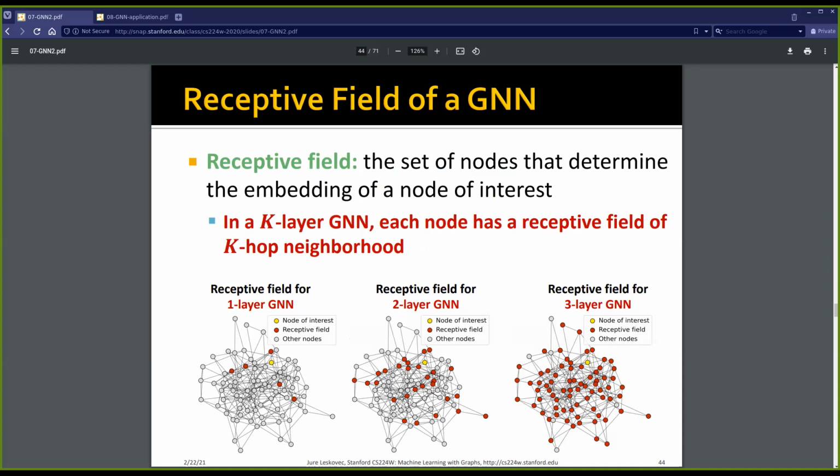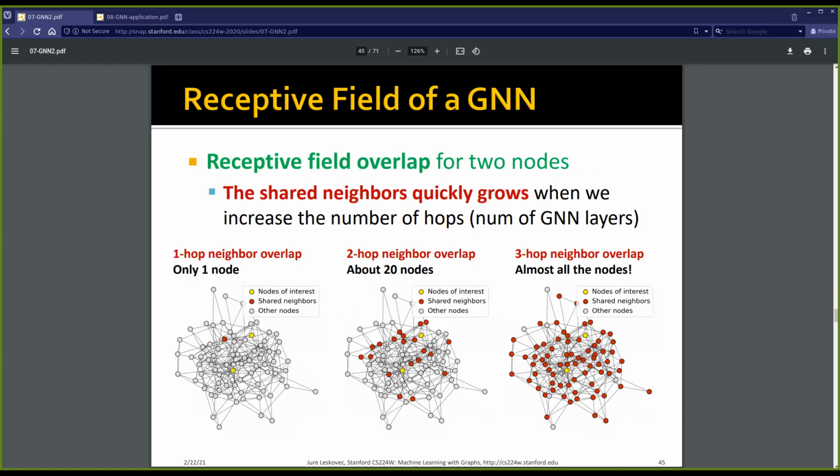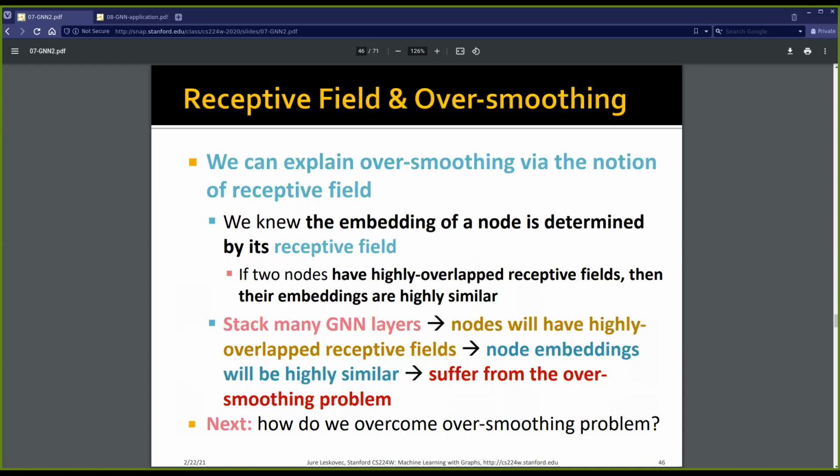For example, in this example, where we have two nodes, with only a one-hop neighborhood, we have one shared node. With two-hop neighborhoods, it's even more. And with three-hop neighborhoods of 3 GNN layers, we cover essentially the whole graph. So the two representations will be nearly the same, and this is something we want to avoid.